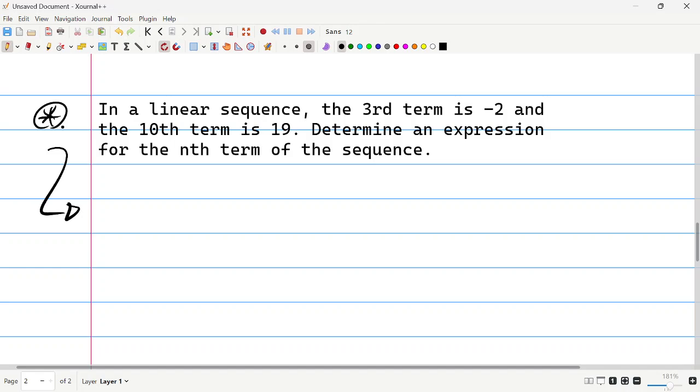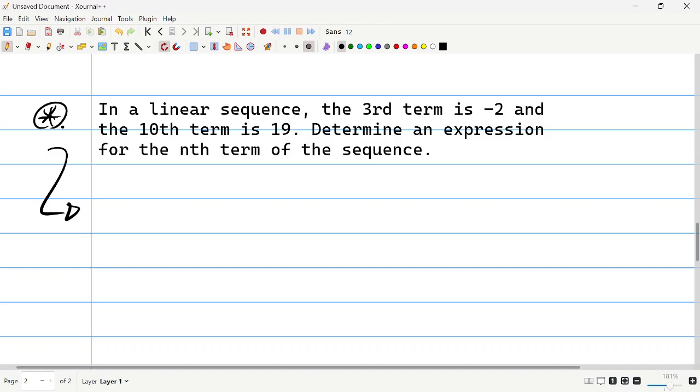Okay, you probably thought we were done, but we're not done. I need to go over more of the types of questions you probably expect from tests even. So in a linear sequence, the third term is negative 2 and the 10th term is 19. Determine an expression for the nth term of the sequence.